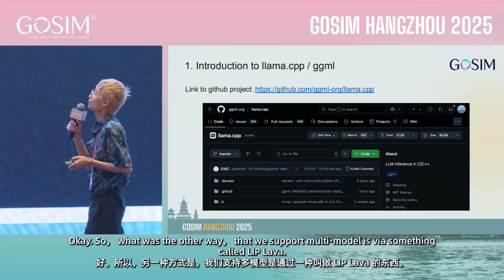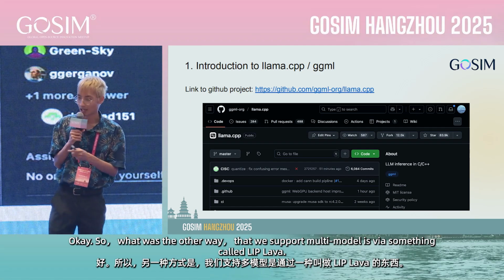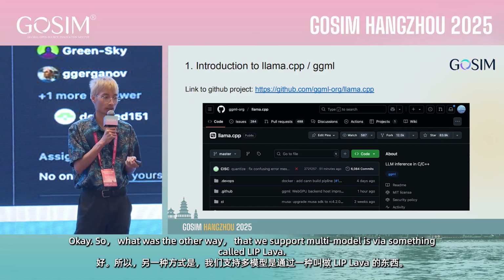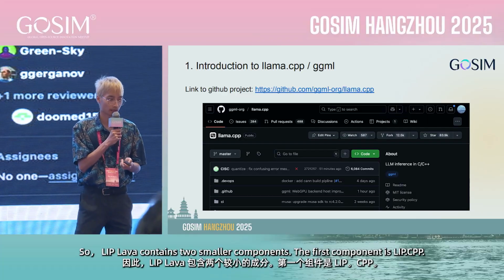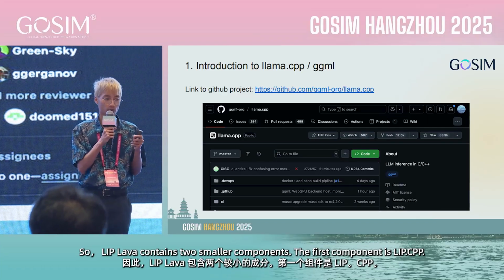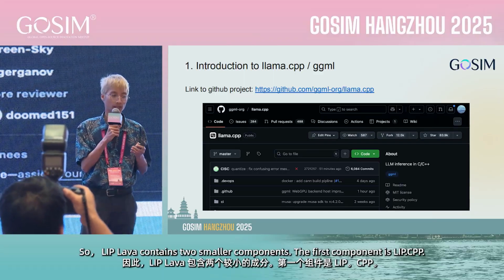Okay, so the old way that we supported multimodal is via something called libllava. So libllava contains two smaller components. The first component is clip.cpp.